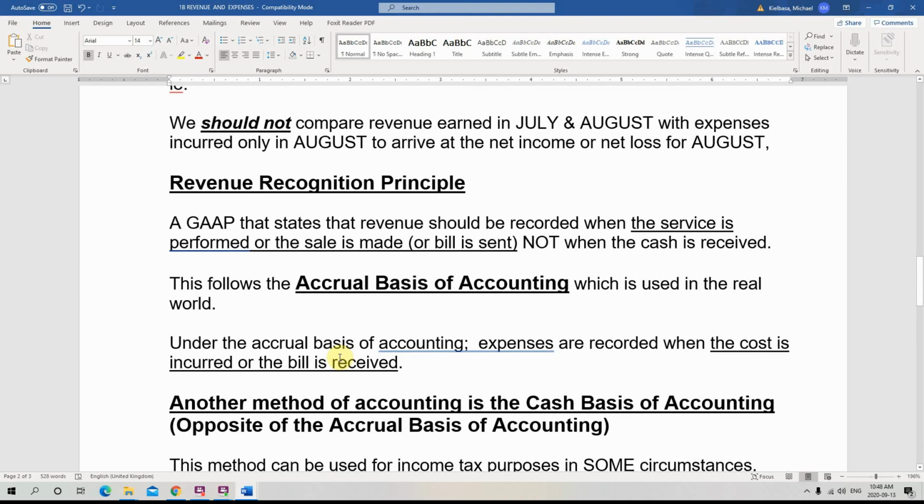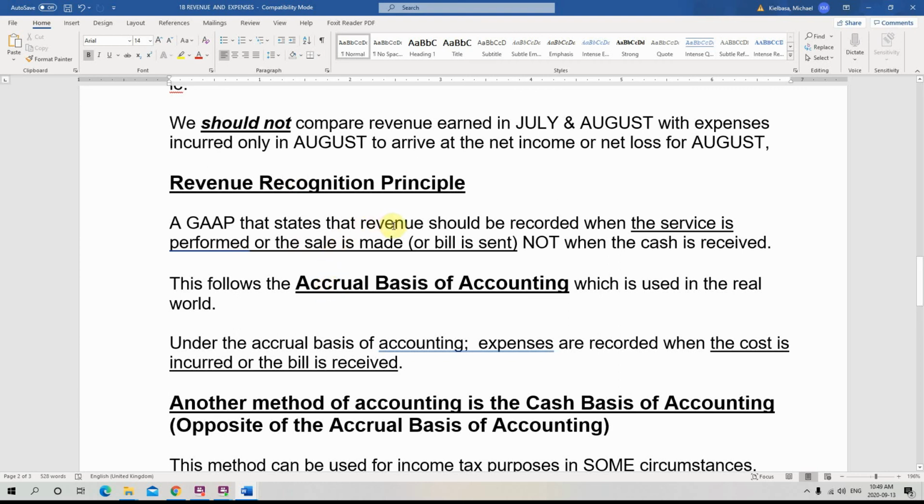The next part is a bit confusing, so I'll explain it as best I can. Now, there's something called the revenue recognition principle. Basically, that's a rule as to when we're supposed to recognize revenue. And in the real world, there's something called the accrual basis of accounting. That's what's used in the real world. And it's got everything to do with regards to when revenue is acknowledged or recorded.